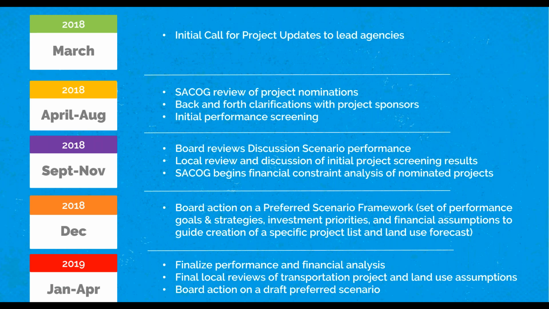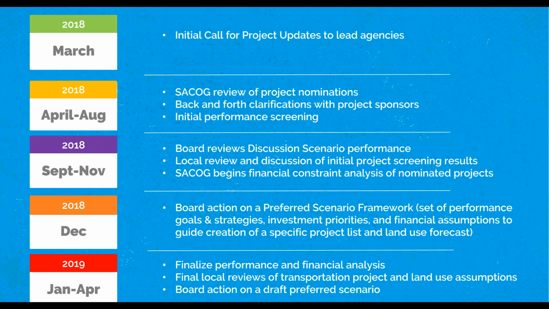It is not taking an action on a project list. It's not taking an action on a land use allocation. It really is taking an action on the direction that the board wants us to go. How do they want the plan to perform? What are the investment priorities that they have for the plan? Are we including pricing in the plan? Are we including an emphasis on fix it first and maintenance like we did in the last plan? It's really to just kind of form the framework, the bookends for what we're trying to achieve with this plan.